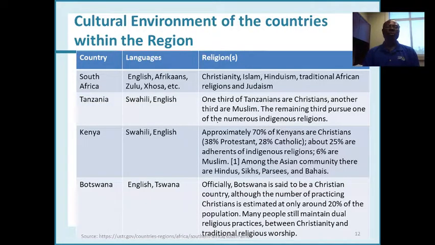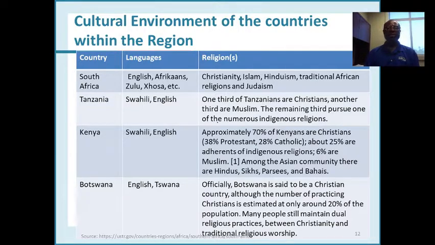In terms of language, all four countries speak English, but in addition to English, South Africa speaks Afrikaans, Zulu, Xhosa, Tanzania speaks Swahili, Kenya speaks Swahili, and Botswana speaks Tswana. In terms of religion, all of them have Christian influence, with South Africa practicing Christianity, Islam, Hinduism, and traditional African religion. One third of Tanzanians are Christians, another third are Muslim, and the remaining third pursue one of the numerous indigenous religions.